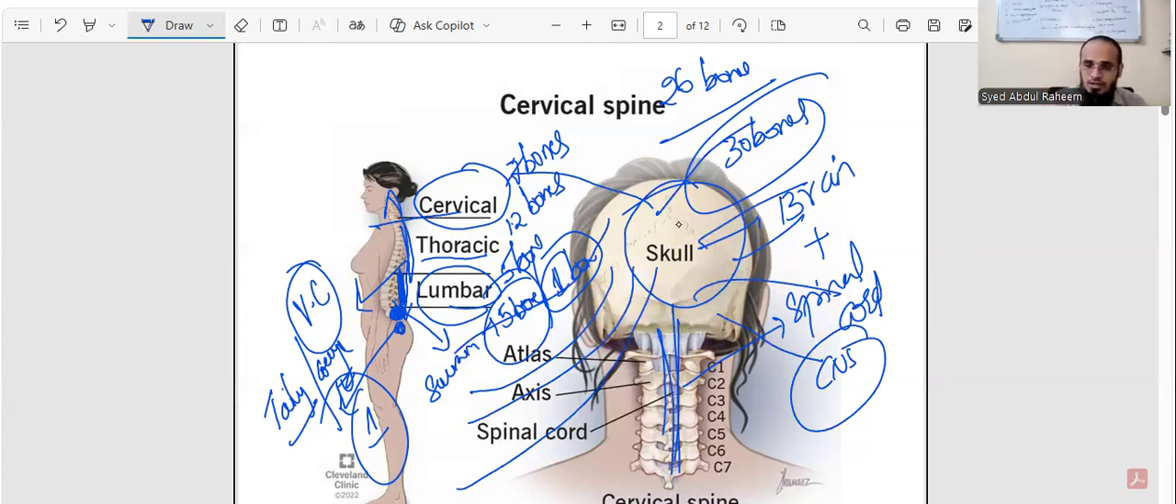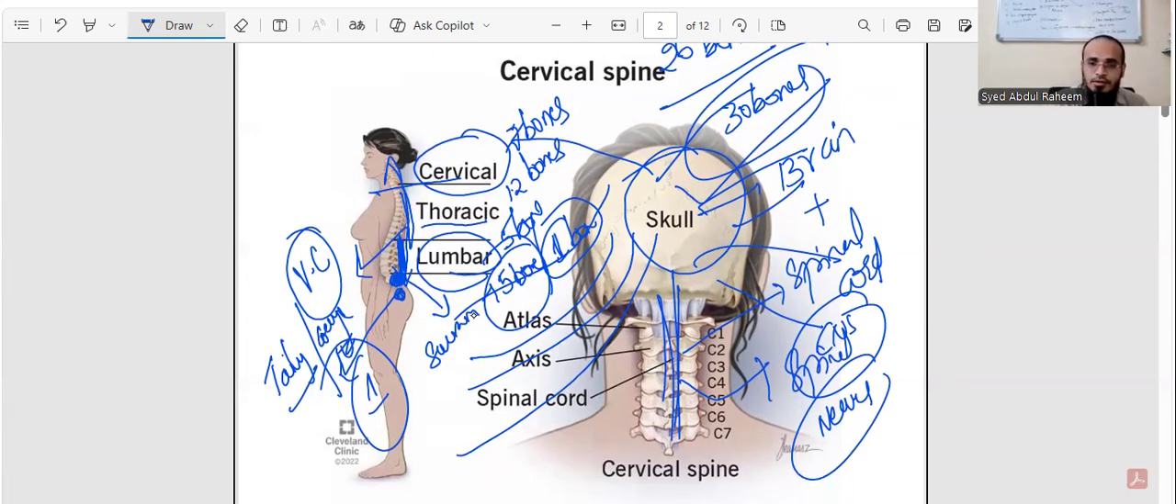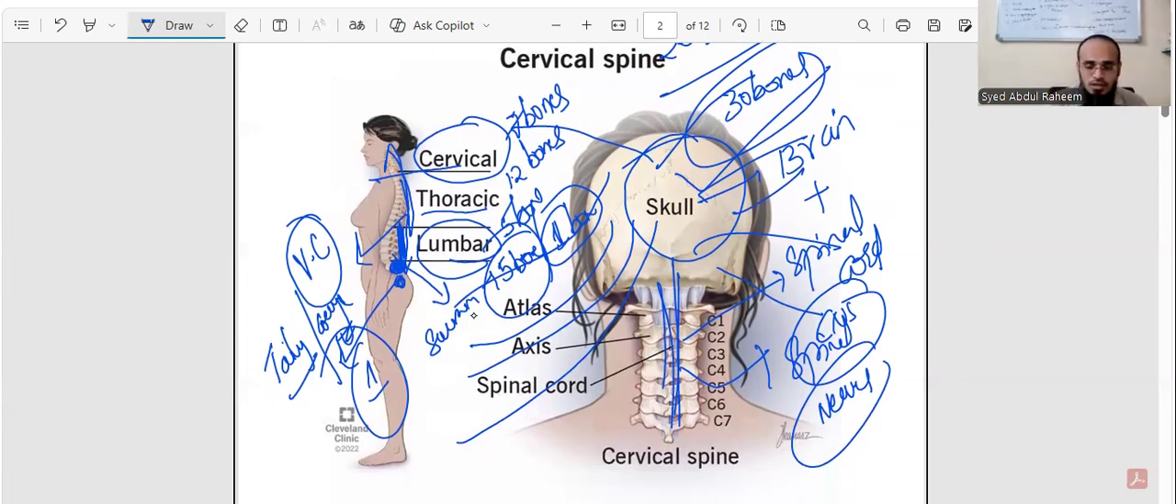Okay. So from the skull, 12 cranial nerves arise. From the spinal cord region, spinal nerves arise. If you don't know this basic concept, we are not able to understand other things. So from the spinal cord, the nerves arise, and from the skull, the nerves arise. Those nerves we call peripheral nerves. They are leaving the central nervous system and going towards the body.